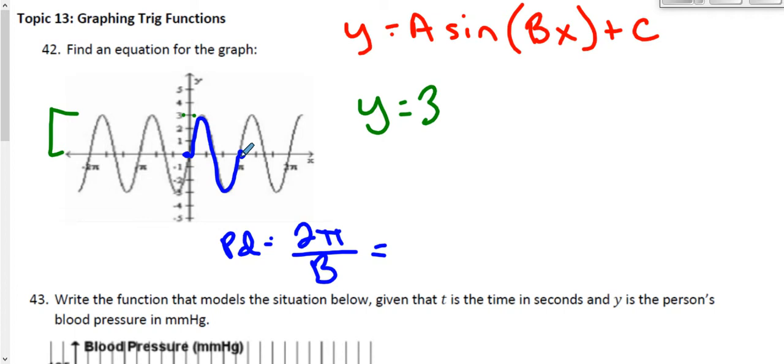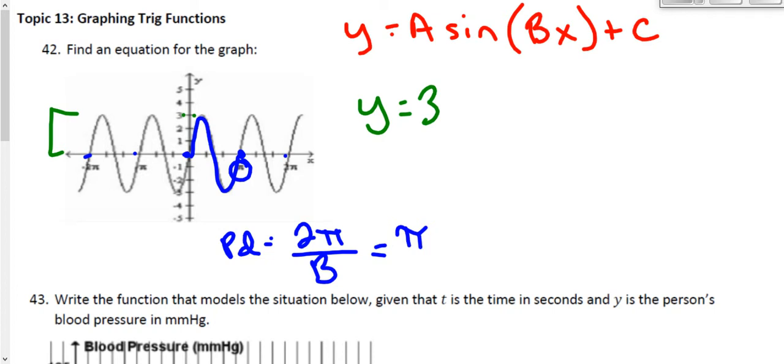That's one period. And you can see if I break up the graph into segments like that, it just keeps repeating itself over and over, the same shape over and over. So 2 pi divided by b is going to equal my period, and my period goes all the way to this value, which is pi. So 2 pi divided by b should equal pi. So my job is just going to be to solve for b.